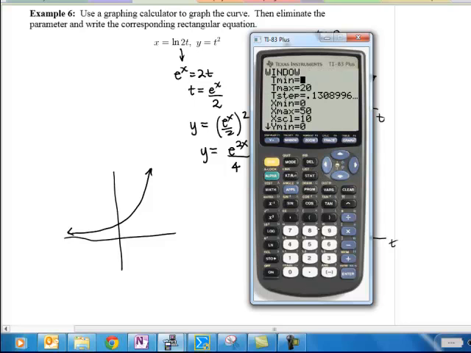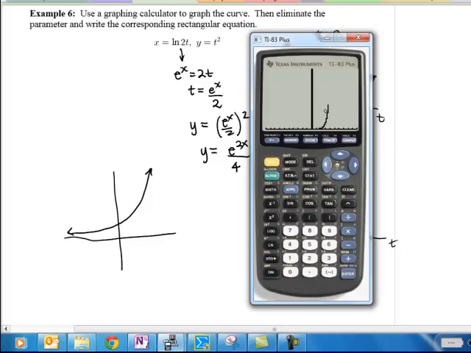And for our window, we only want positive values of t, so we'll leave it at 0 to 20. And the x's are going to be some negative, so let's do, I don't know, negative 10 to 10 for the x's. And if this is really an exponential graph, let's make our x scale 1. The y's won't be negative, so I'll leave that at 0, but they're going to grow very quickly, so I'll make this, I don't know, 1,000. Let's graph it and see what it looks like.